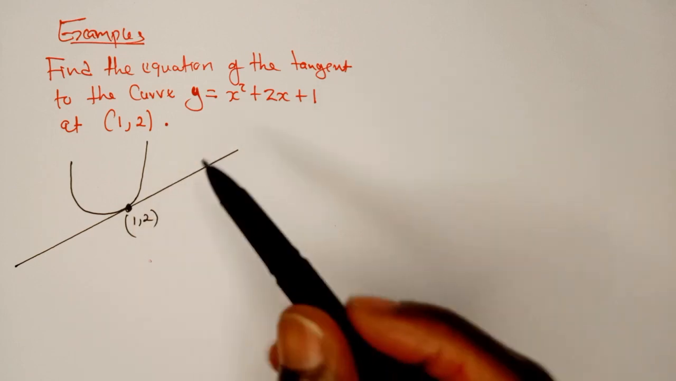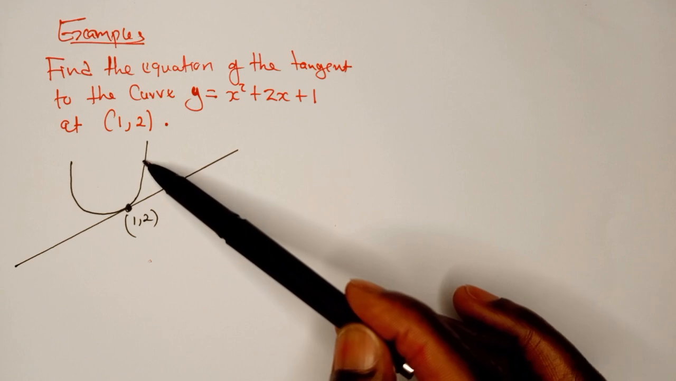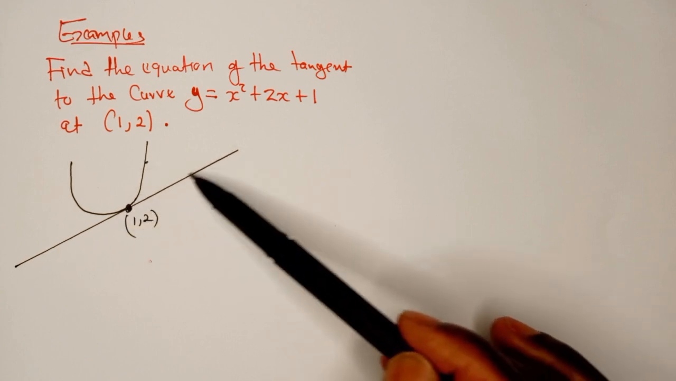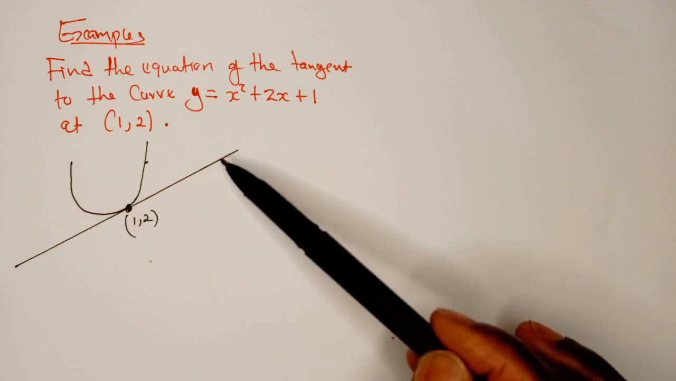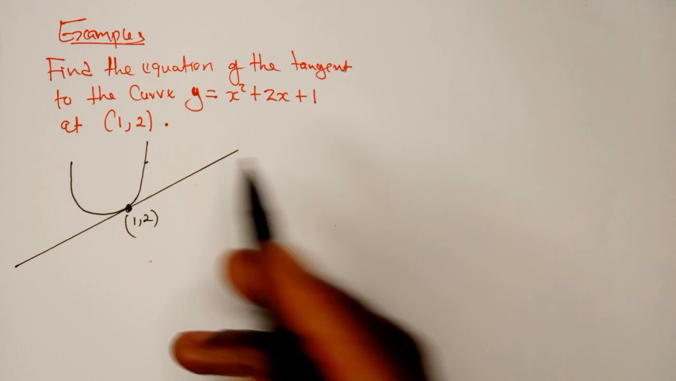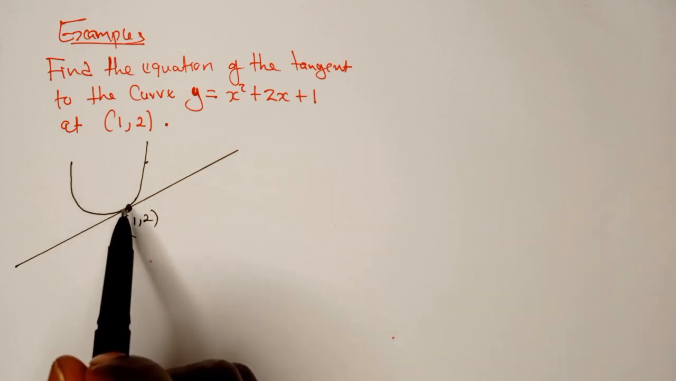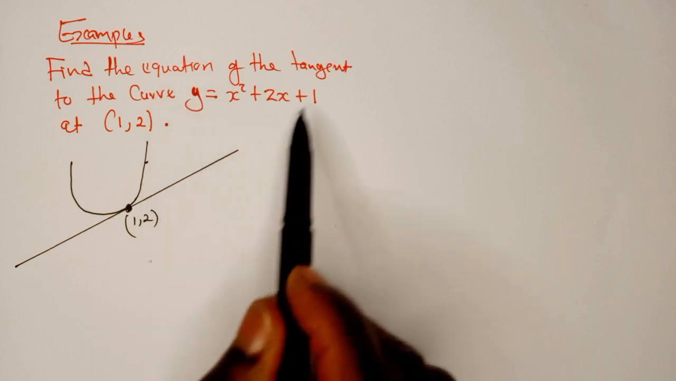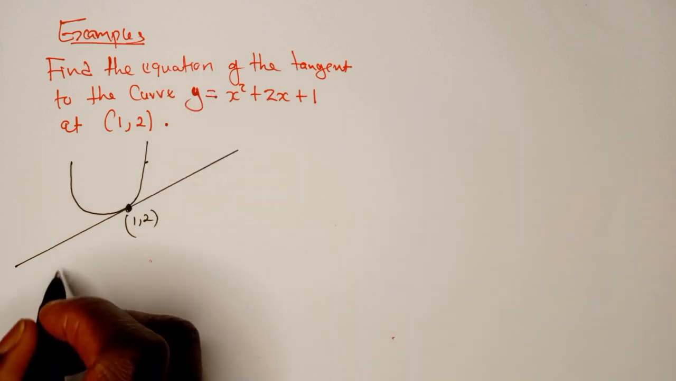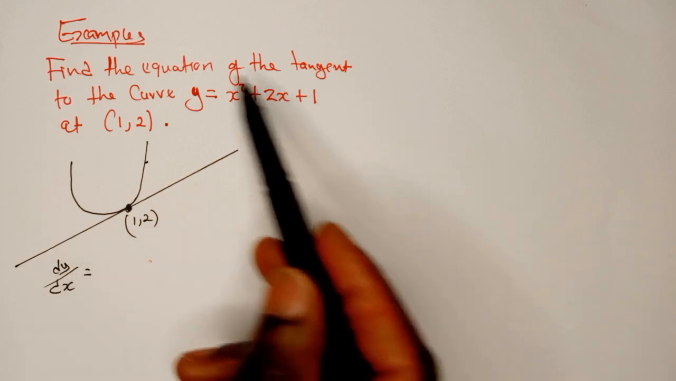So I can use the gradient of this curve at this point. The gradient of this curve at this point is the same as the gradient of this tangent. So if I know the gradient of a line, then I can easily get the equation of that line. So to get the gradient at this point, we differentiate this one and get the gradient function. So we say our dy/dx will be, so we differentiate this one.